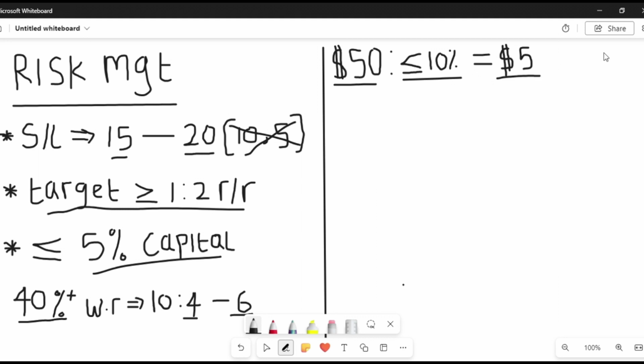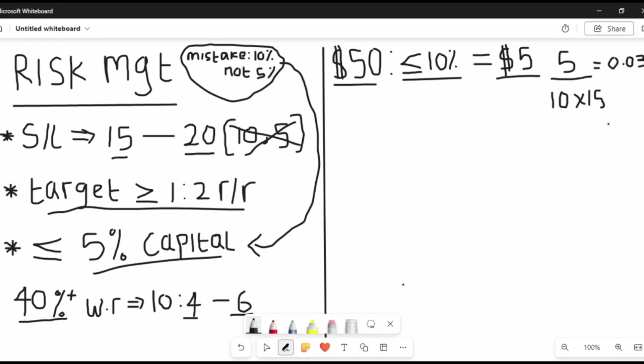To get this right, you need to know what lot size to use first of all. We can calculate that using this formula, which is the amount we want to risk per trade, divided by 10 times the number of pips for stop loss. In this case, we want to risk $5 per trade and we're using a 15 pip stop loss, times 10 which is 150. So this is the lot size we are going to be using per trade.